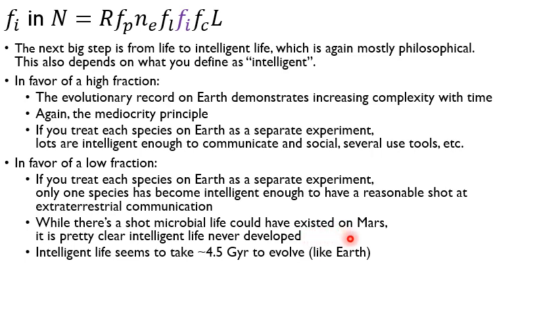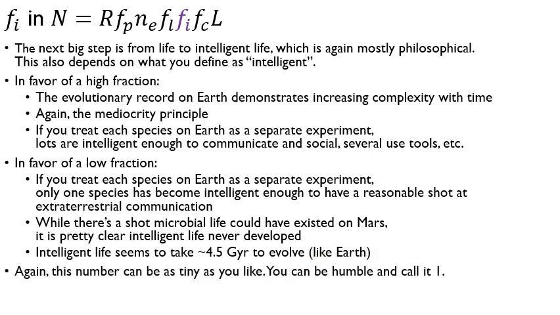Another issue is that it takes a long time to evolve, right? On Earth, it took billions of years to finally get to intelligent life. So you need to not only have these nice conditions for habitability and nice conditions for life to exist, but those conditions need to be sustained for quite a long time. So this number could be as small as you like. You could end the conversation here and say it was just a really rare development that life developed on Earth, or we can just be humble and say, let's just call it 1, right? That's an optimistic view.